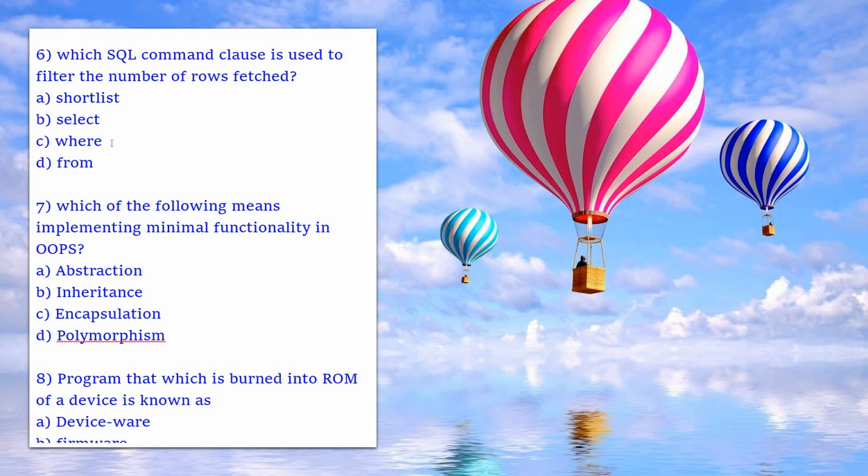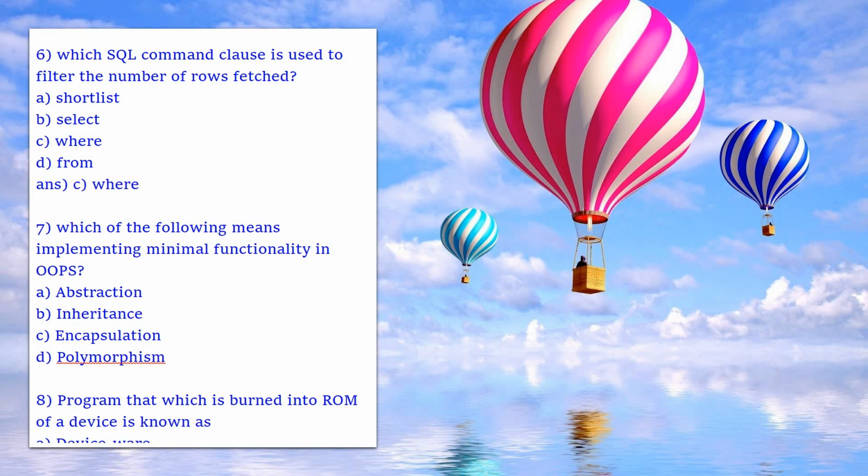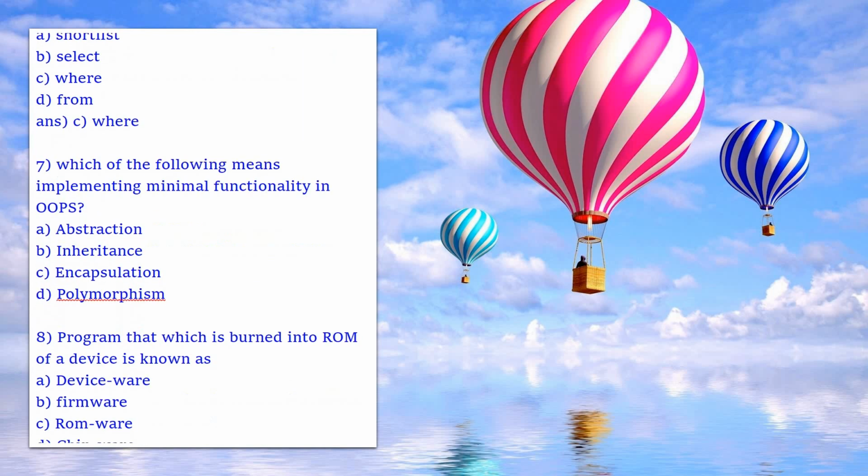You can say where. So where is a condition. With the where clause you can specify the condition from which you can easily filter the number of rows fetched based on the condition. Therefore the answer for this question is option C, that is the where clause. The where clause is used to filter the number of rows fetched.